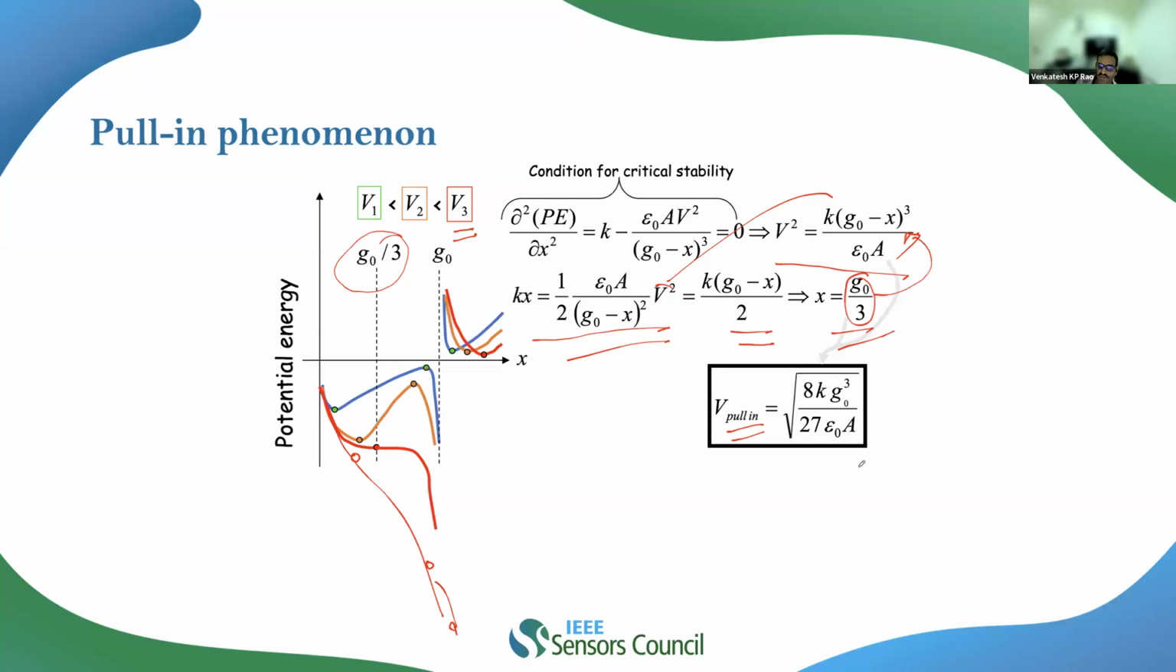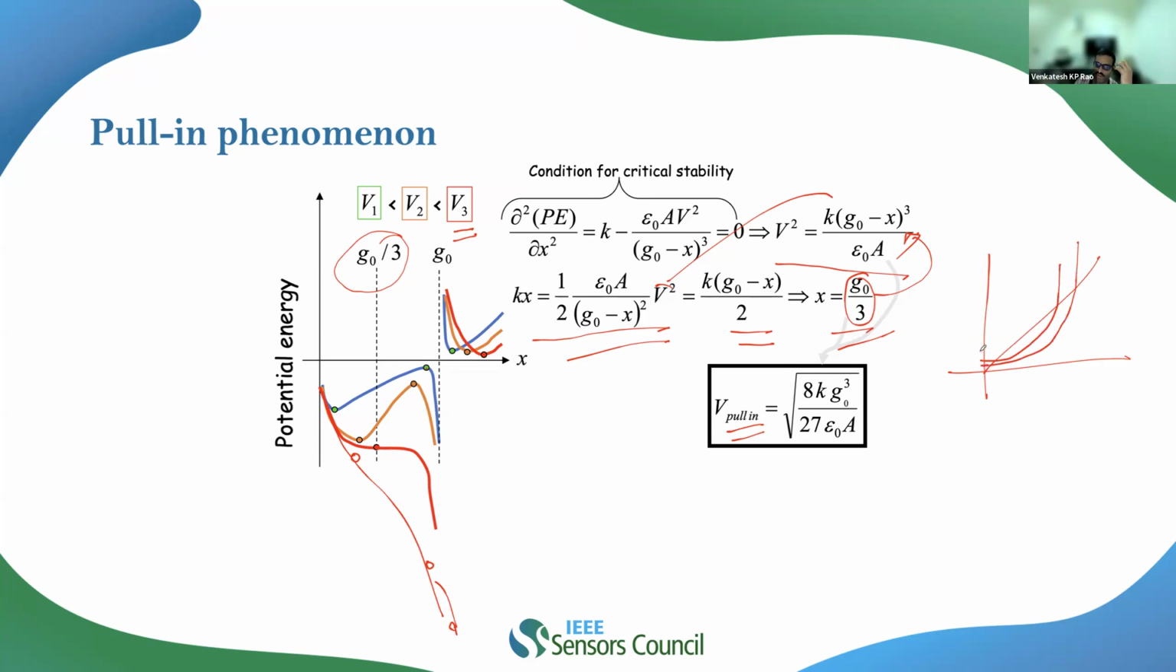divided by 27A epsilon naught. So what does this pull-in voltage mean? Pull-in voltage basically tells us that this is that particular value of voltage, because once we saw the forces, right? This is my spring force, this is my electrostatic force, right? This was my electrostatic force.